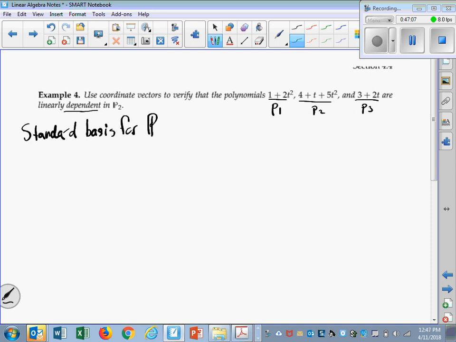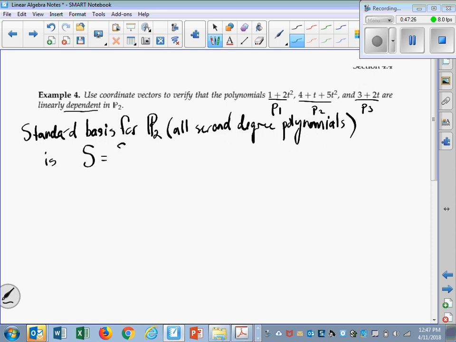Okay, so what is the standard basis? We'll use an S for the standard basis, which is going to be just 1, t, and t squared. If you choose each one of the polynomials 1, t, and t squared, you have the constant, the linear, and the quadratic. That's enough to create all possible second-degree polynomials. If I take any linear combinations of those 3, I'm going to be able to create any polynomial.